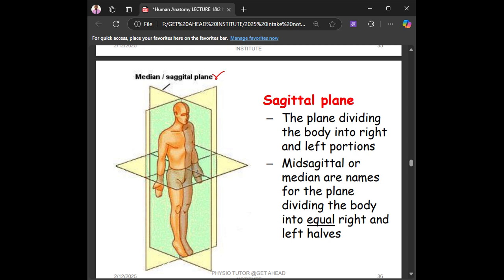But now, if the division has divided the body into equal right and left halves, that sagittal plane is known as the mid-sagittal or median sagittal plane. Then if it moves a bit from the mid-sagittal plane, either to the left or to the right, a bit from the middle aspect, it will be known as a parasagittal plane or paramedian plane.